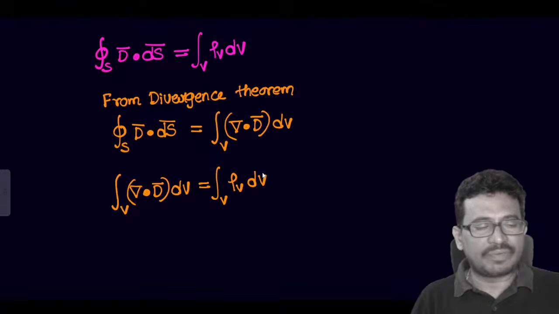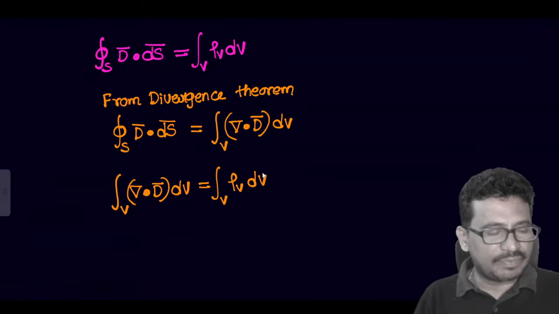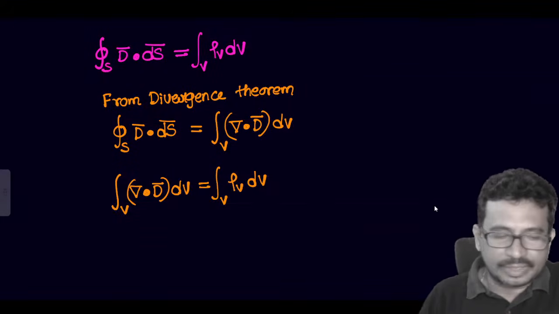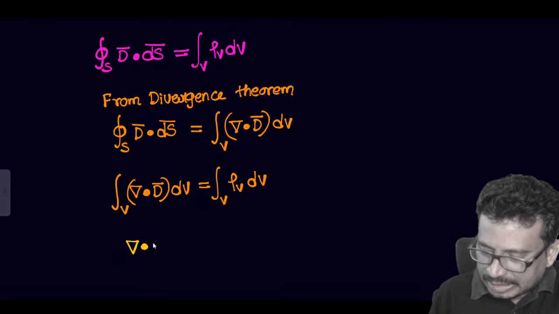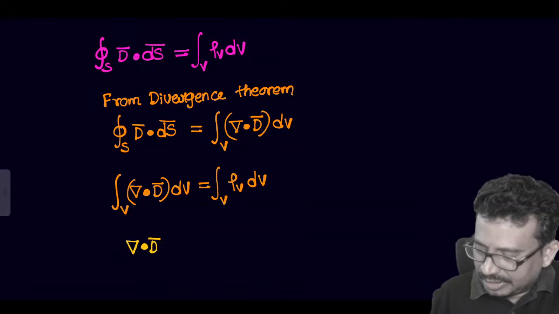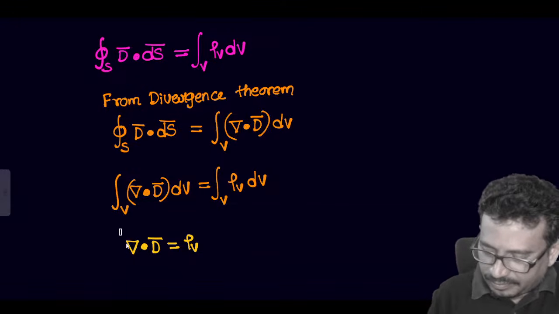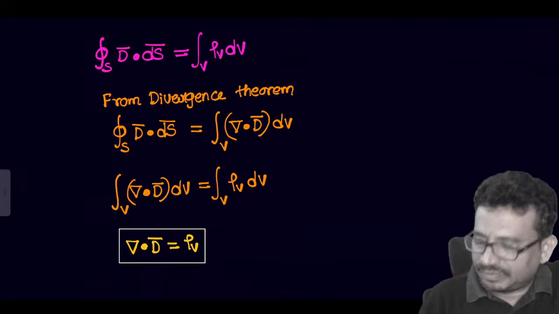So here, both sides, left and right, we have the same volume integrals. So can I equate these two functions? From this we'll get del dot D, which is equal to rho v. So this is Maxwell's first equation.